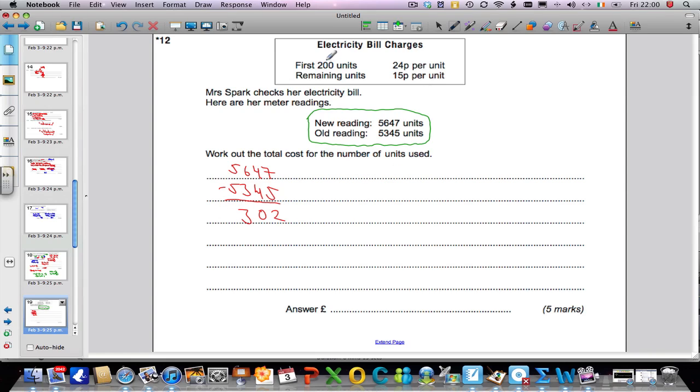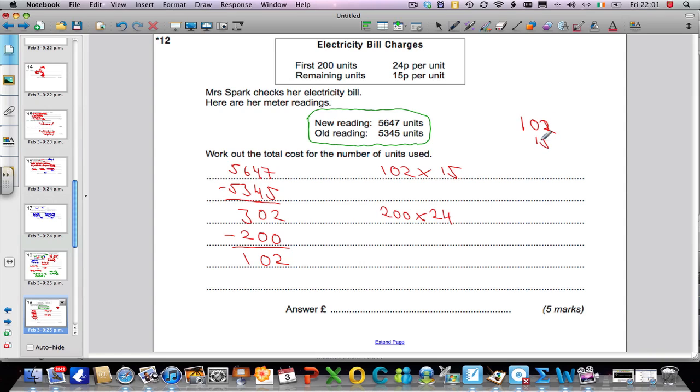Now we know that the first 200 are charged at 24p. So how many were charged at 15p? Well, I'm going to take away 200. So take away 200, we get 102. So I know that it's going to be 102 units multiplied by 15p plus the 200 units multiplied by 24p. Always remember, there's lots of different ways to do your long multiplication here. I'm going to choose to use the column method.